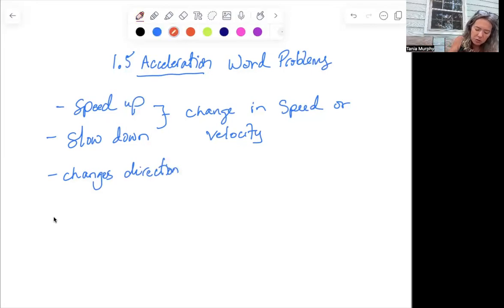Now, if an object speeds up, acceleration will have a positive value, and if an object is slowing down, it will have a negative value. It could also be said that this is to decelerate. To slow down.